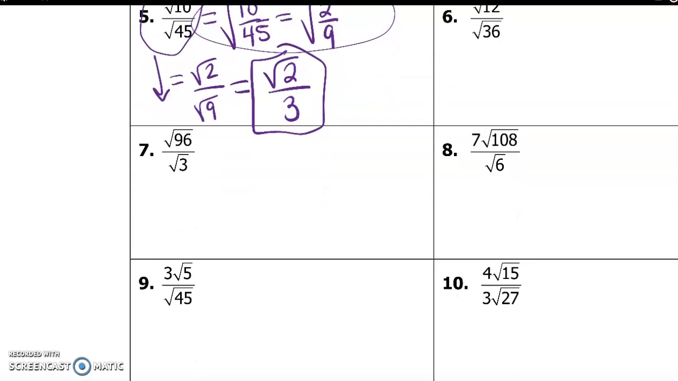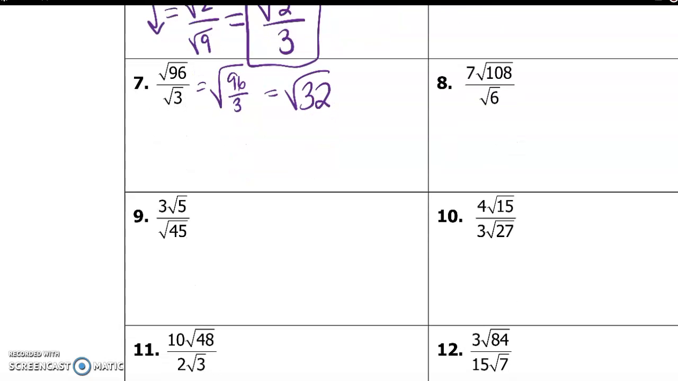Number 7 is the same thing. 96 and 3 are not perfect squares. So you can take 96 divided by 3. If you need to look at it like this, you can do that. 96 divided by 3 is actually an integer. It's 32. So we have the square root of 32. So then we need to look to see if there are any perfect squares that go into 32, and there are. 16 times 2 gives us 32. So our final answer is 4 square root of 2.